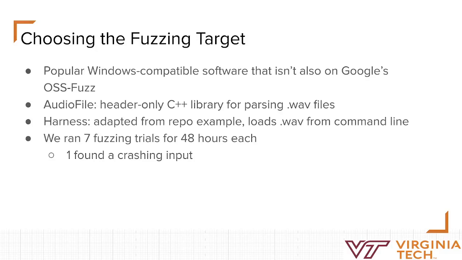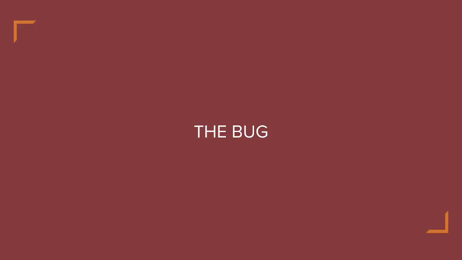So I created a simple harness program for that, which just uses AudioFile to load a .wav file from the command line and then print some basic information about it. And so we ran 7 fuzzing trials using this harness for 48 hours each, and one of them found a crashing input. So that brings us to the actual bug.